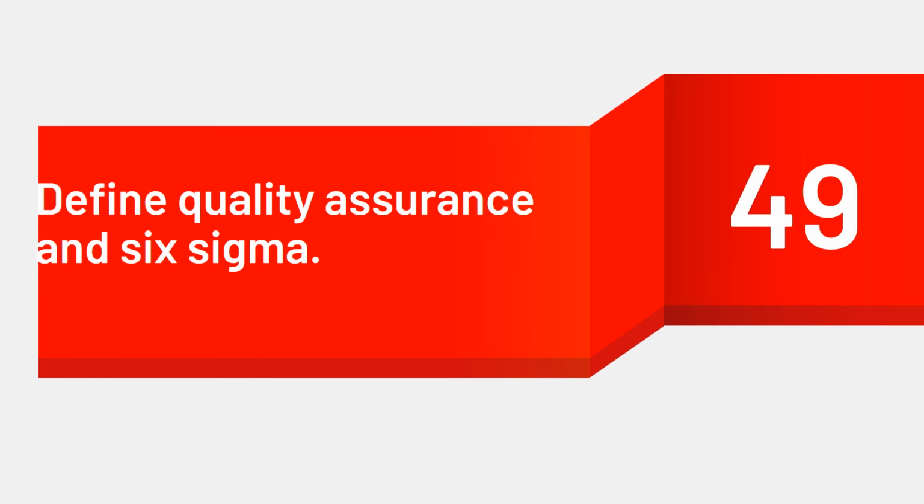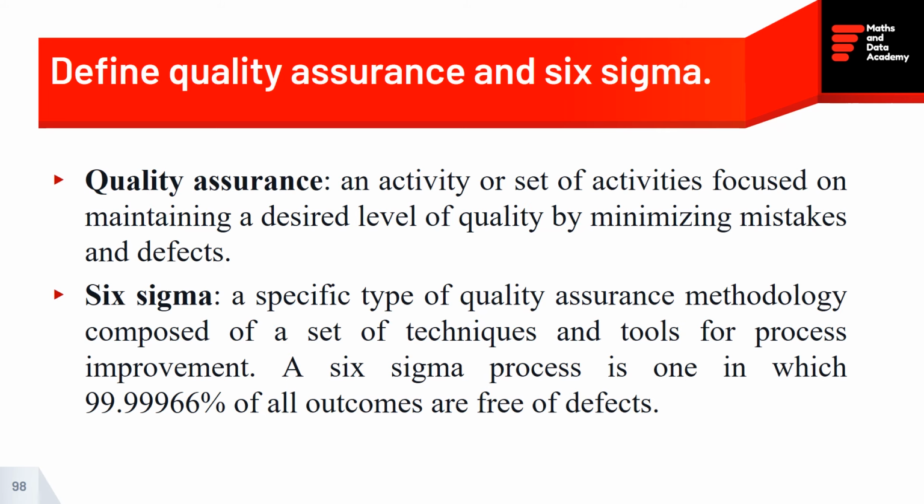Define quality assurance and Six Sigma. Quality assurance, an activity or set of activities focused on maintaining a desired level of quality by minimizing mistakes and defects. Six Sigma, a specific type of quality assurance methodology composed of a set of techniques and tools for process improvement. A Six Sigma process is one in which 99.99966% of all outcomes are free of defects.